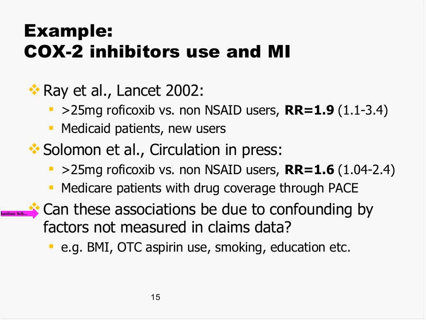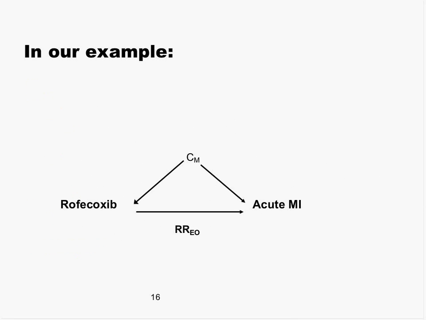The question is, can these associations be due to confounding by factors not observed in the claims data that gave rise to those two studies? Factors that come to mind are usually cardiovascular risk factors like BMI, over-the-counter aspirin use, smoking, education, etc. Okay. Next slide.